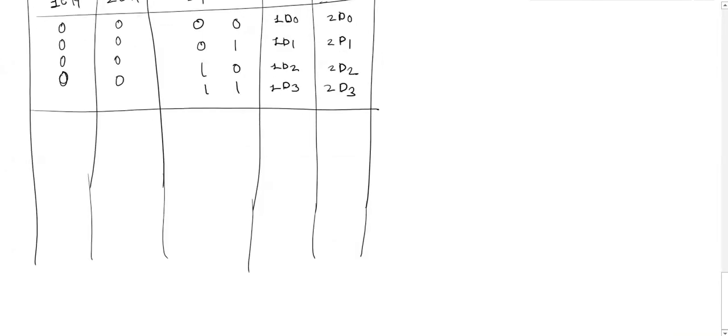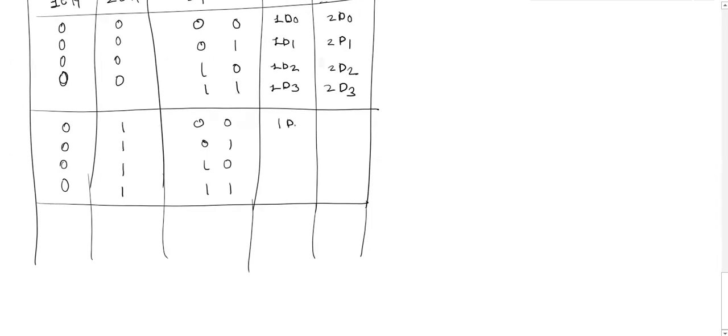Now suppose the first enable signal is 0 and the second enable input is 1. Now at that time the select lines may be 00, 01, 10 and 11. At that time the first multiplexer inputs are going to be selected as 1D0, 1D1, 1D2 and 1D3. At that time, the output of the 2Y is 0.